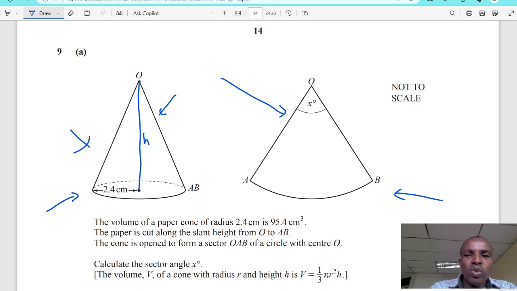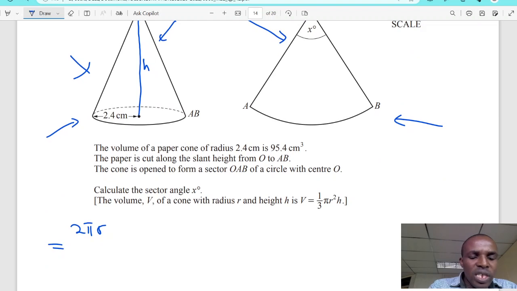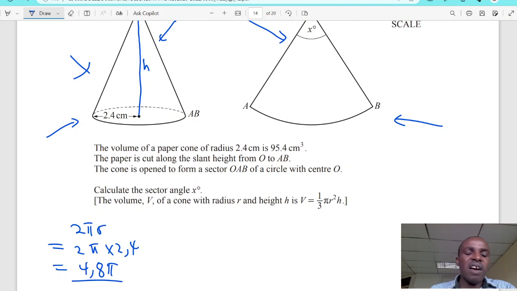So it will be equal to, let me work out this one. 2 pi r, that circumference is 2 times pi times radius 2.4. So it will be 2 times 2.4, is it 4.8 pi? So 4.8 pi, that's circumference. And here is arc length 4.8 pi. That's arc length now.